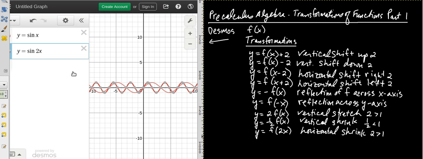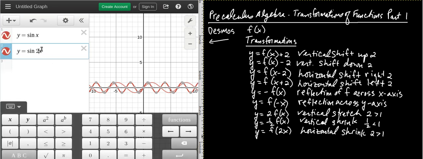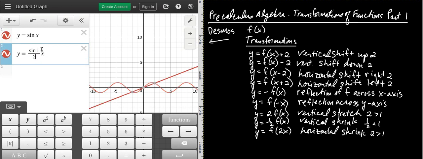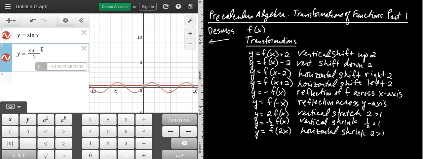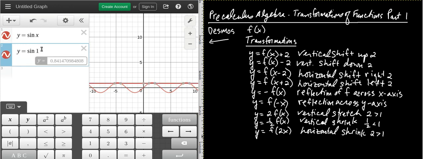And then what happens if this isn't a 2? What happens if it's a number less than 1, like 1/2? Whoops, that's not what we want. So let's get rid of the x. Let's try that again. Let's use parentheses. Okay, so now I've replaced x with 1/2 x, right? Everywhere I saw an x, I replaced it with 1/2 x.